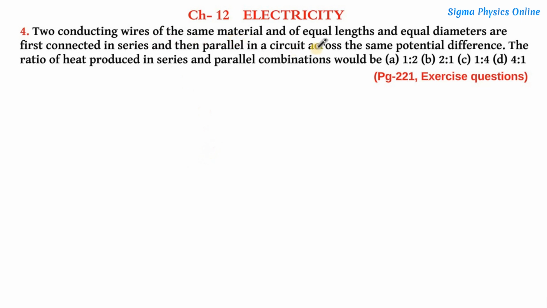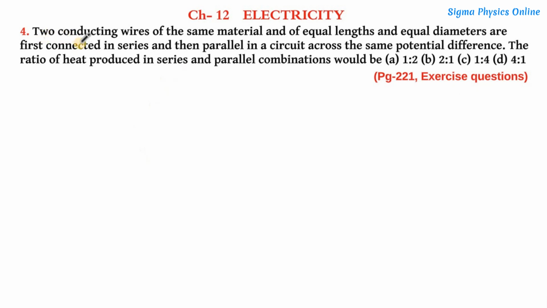Two conducting wires of the same material and of equal length and equal diameter are first connected in series and then parallel in a circuit across the same potential difference. The ratio of heat produced in series and parallel combination would be, is it 1:2, is it 2:1, is it 1:4, or is it 4:1?